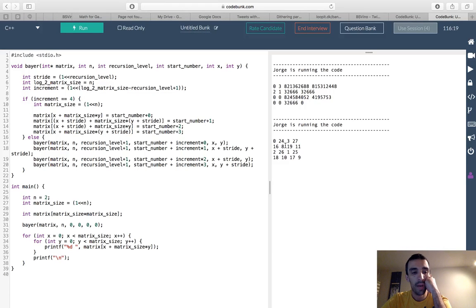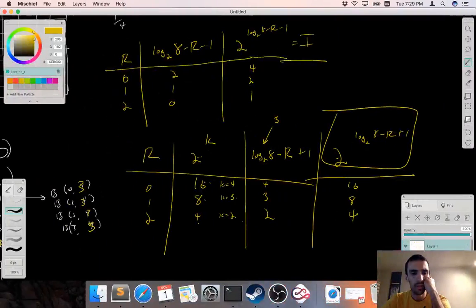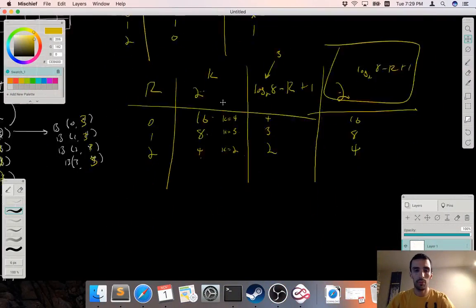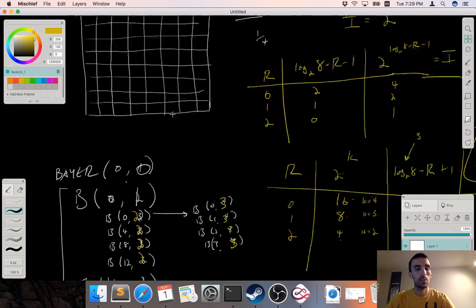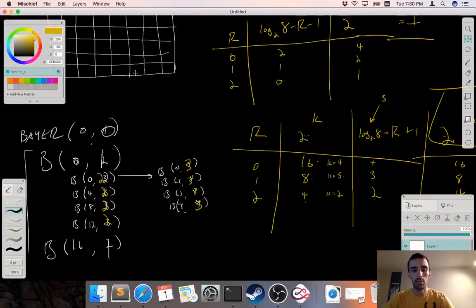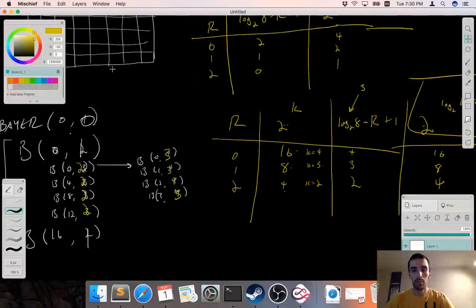Yo, I'm so bad at this. Okay, so then this is correct. No, the increment should be 4. The increment should be 4 here. I did something wrong over here. Okay, let's do it for the matrix we actually have. When it's 0, it should be 4, and it's 1. When it's 1, it should be... When the recursion level is 1, it should be 1.